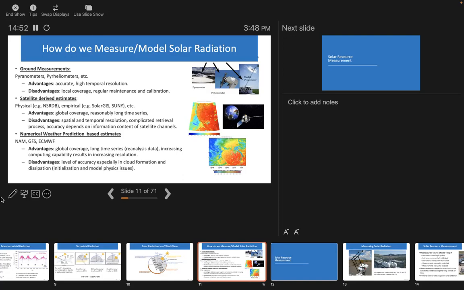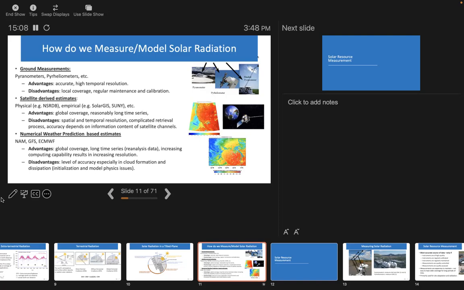Disadvantages are it's very local coverage. It requires regular maintenance. At NREL, in our case, we clean it every day. We check every instrument every day. It's time consuming and expensive. And it's local, so one point on the ground means just that local place.